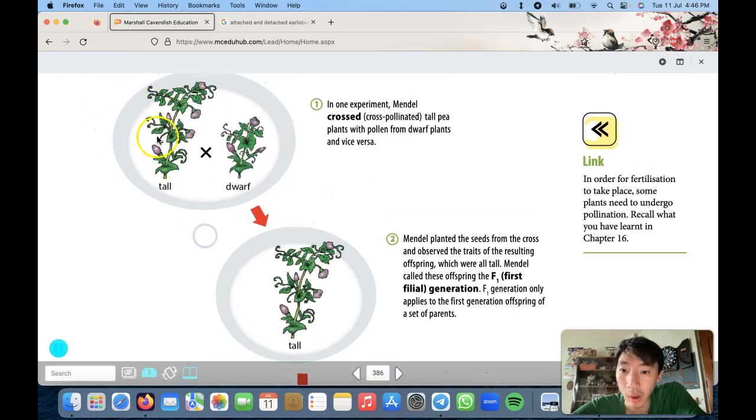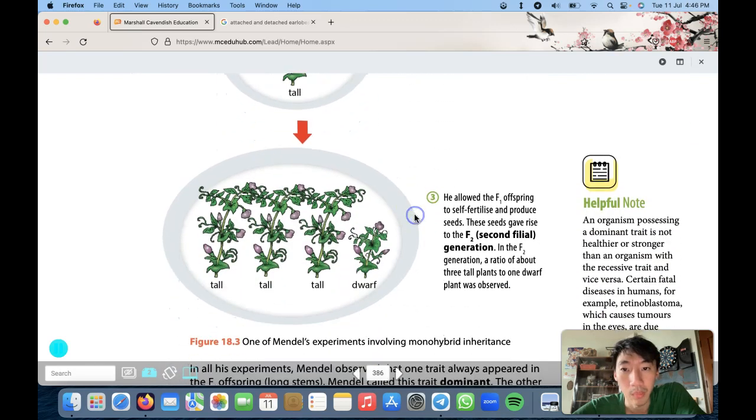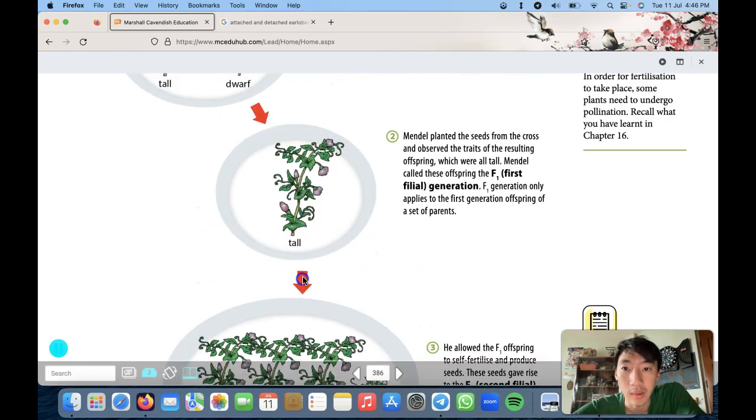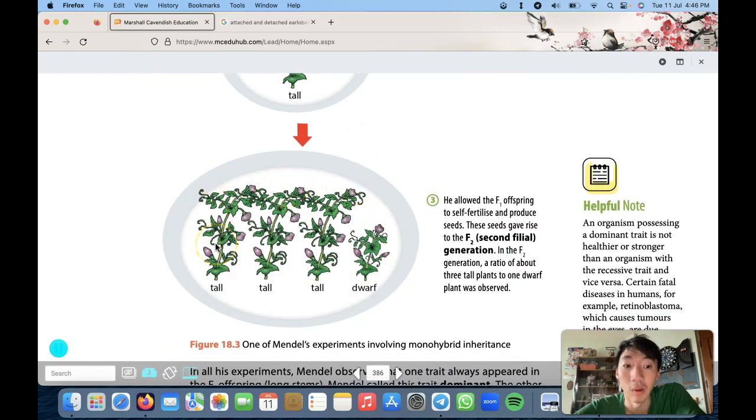So what did he notice? He crossed tall and dwarf plants, but all became tall. So that's something interesting. So after that, he did it one more time. He then crossed this particular tall plant with another one of it. And what did he get? This time he got a different variety. He got 3 tall plants to 1 dwarf plant. Of course he didn't just get 3 to 1. He got many thousands, but the ratio was 3:1. So he got a ratio of 3 tall to 1 dwarf plant.